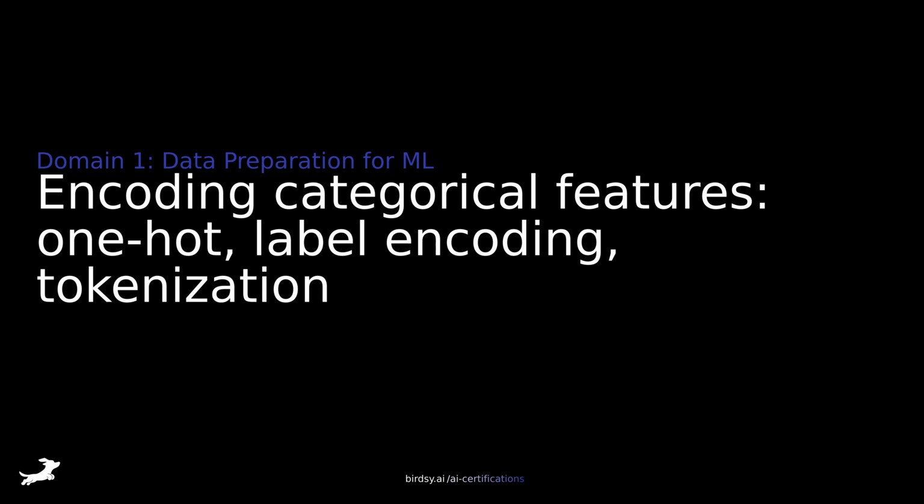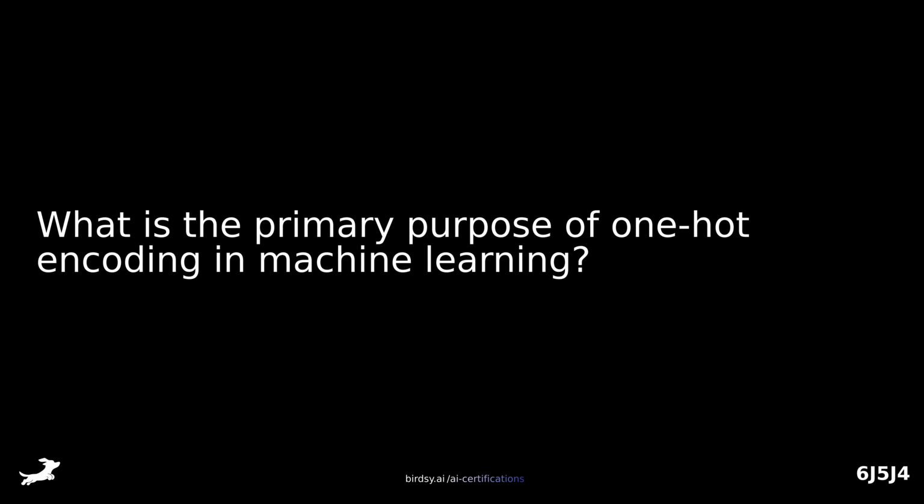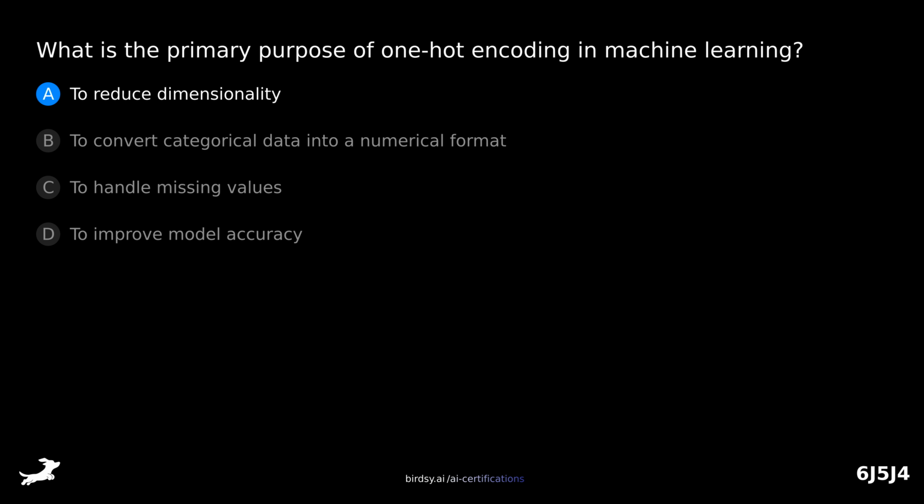Encoding categorical features: one-hot, label encoding, tokenization. What is the primary purpose of one-hot encoding in machine learning? Is it A, to reduce dimensionality? B, to convert categorical data into a numerical format? C, to handle missing values? Or D, to improve model accuracy? The answer is B, to convert categorical data into a numerical format.